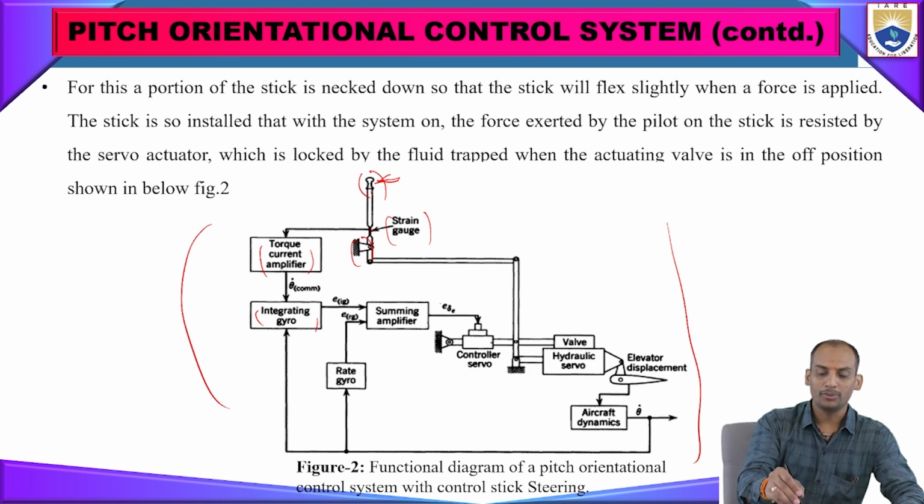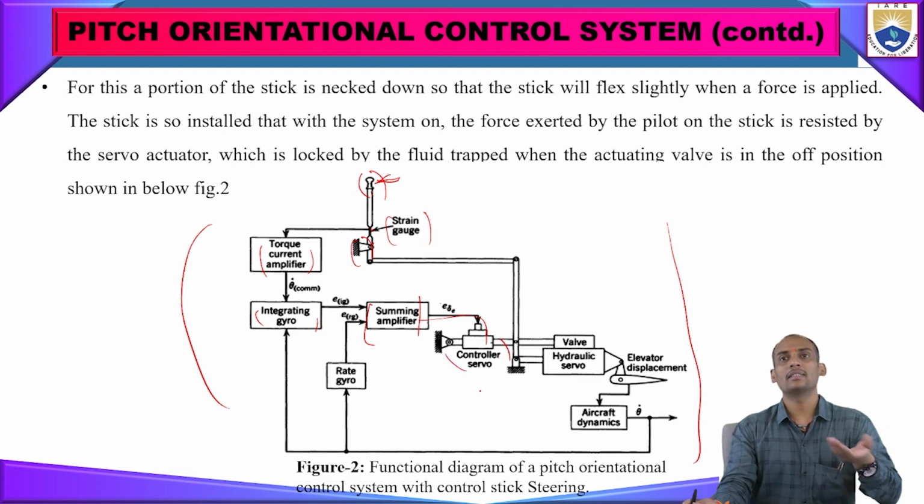From here it will go to that summing amplifier. That means whatever input signals are coming here, that input voltage signal will be clubbed together here, and that combined voltage signal will be applied to the controller servo. This controller servo may be of any type.